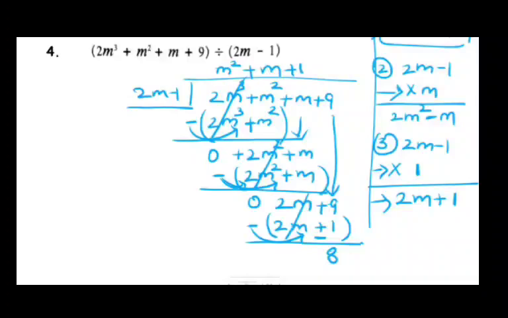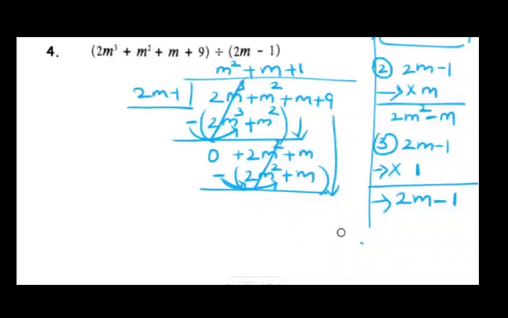Oh, there's a mistake. Sorry, children. Here I have made a mistake. So 1 into 2m makes it 2m. 1 into minus 1 makes it minus 1. Sorry, let's do it all over again from this part. So this got eliminated and we had a 2m over here. We pull down the plus 9 over here. I have to multiply it by 1. So this becomes plus 1. So I get 2m minus 1 out here.